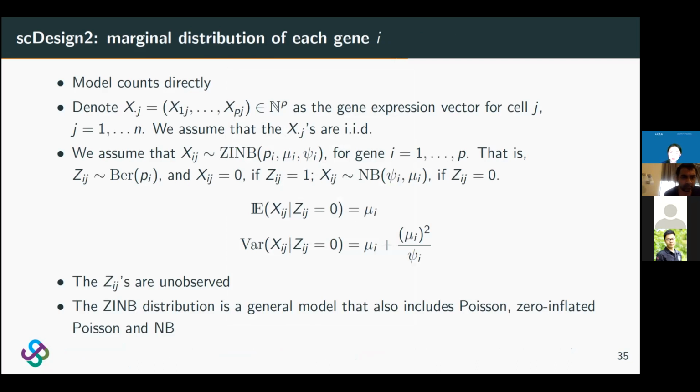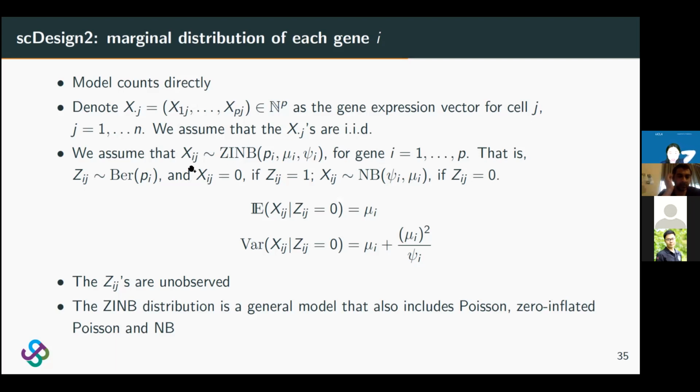With the cell types defined, our approach to fit a model to the data has two steps. One is to fit a marginal distribution for each gene j, and we use the gene counts. So let's say this is cell j's vector for genes 1 to p, and these are counts. We are assuming that these vectors are IID for cells. In other words, we assume independence of cells. Each cell is an independent draw from a joint distribution.